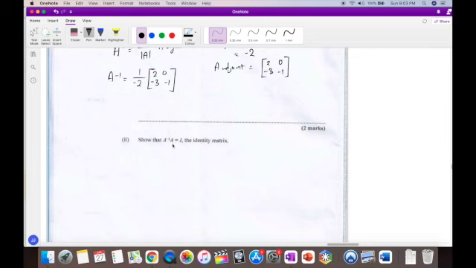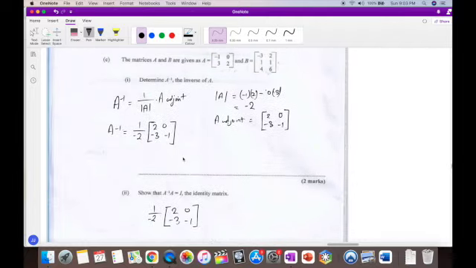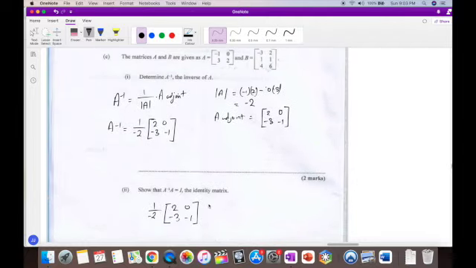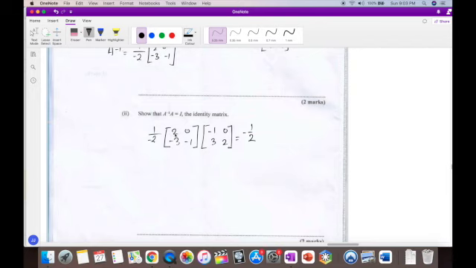Show that A inverse times A is equal to 1. So we have A inverse, negative a half into 2, 0, negative 3, negative 1. And we're multiplying it by A, which is negative 1, 0, 3, 2. And I'm just going to multiply my matrices first, and then I'll leave the determinant outside at negative a half. So what do I have here?